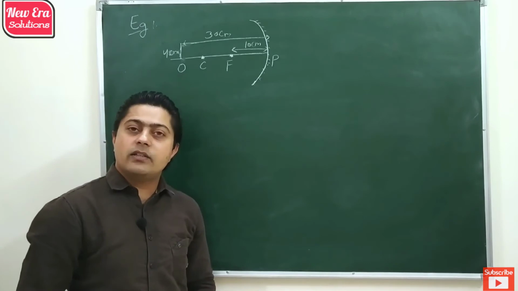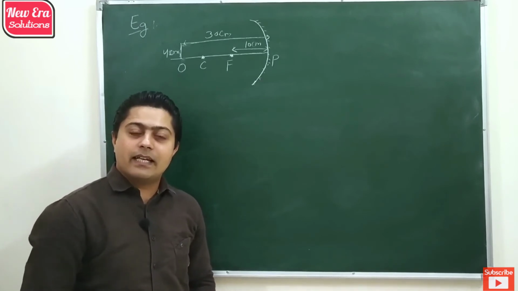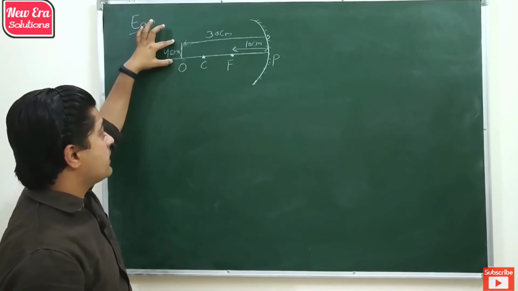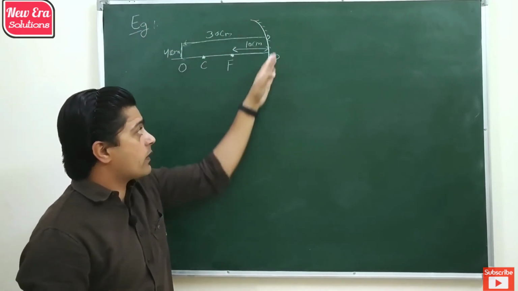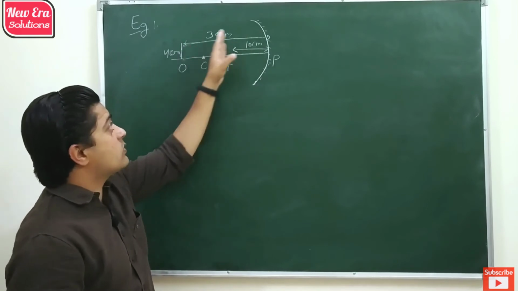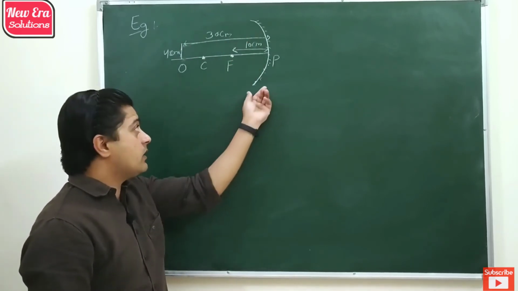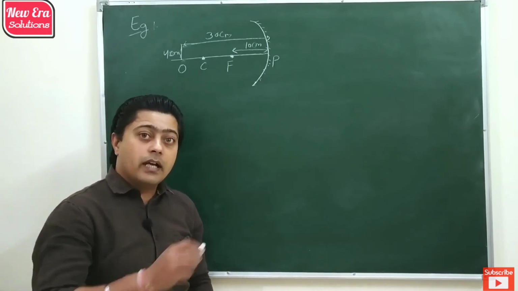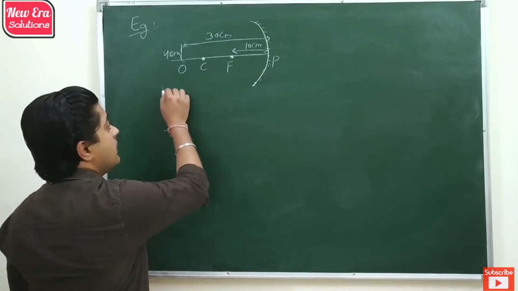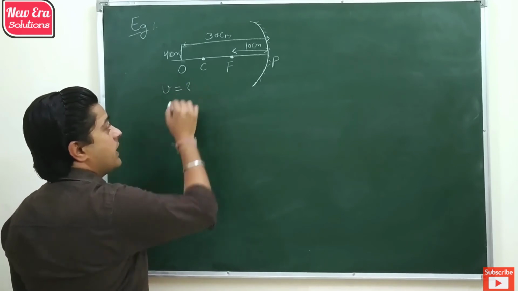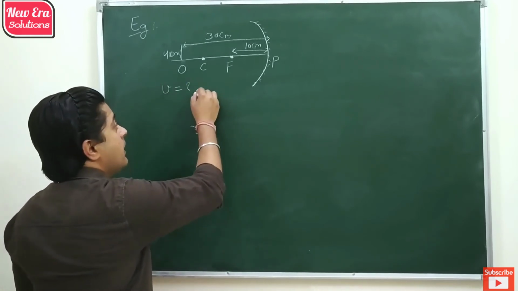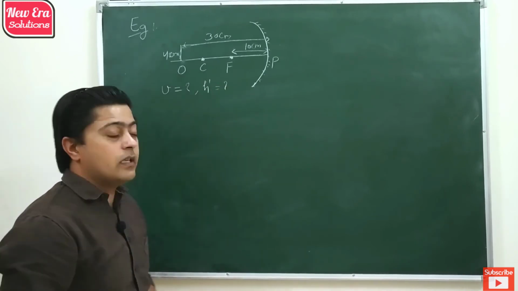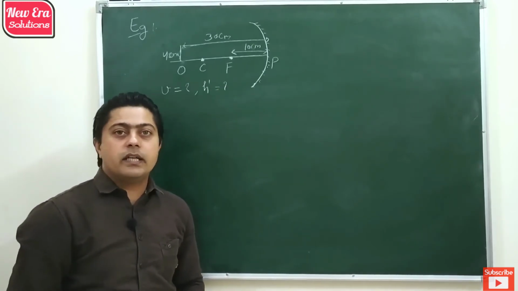So to understand the use of mirror formula, let's take an example. Let an object of height 4 cm be placed in front of a concave mirror at a distance of 30 cm, and the focal length of concave mirror is 10 cm, and we have to find the position of the image formed by the mirror, height of the image formed by the mirror, and the nature of the image.